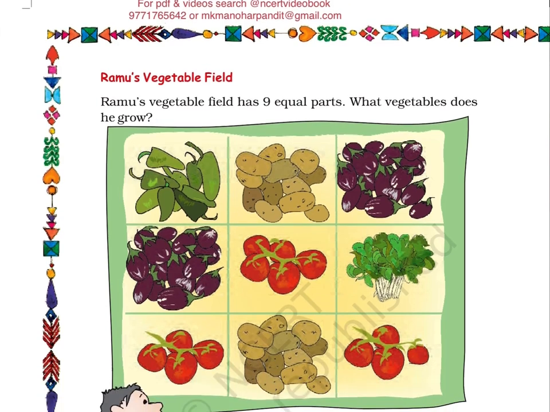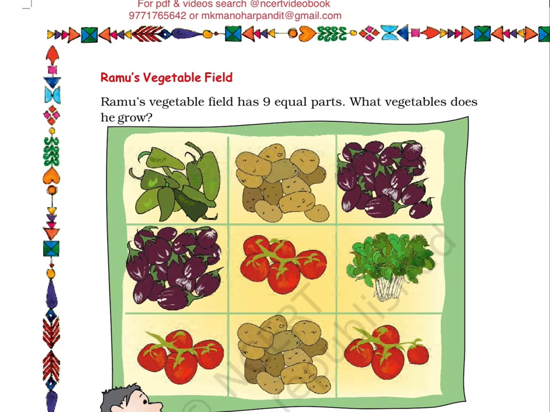Ramu's vegetable field has 9 equal parts. What vegetable does he grow? Below this we have the picture of Ramu's vegetable field, which has been divided into 9 equal parts, and we see the pictures of 9 different vegetables.